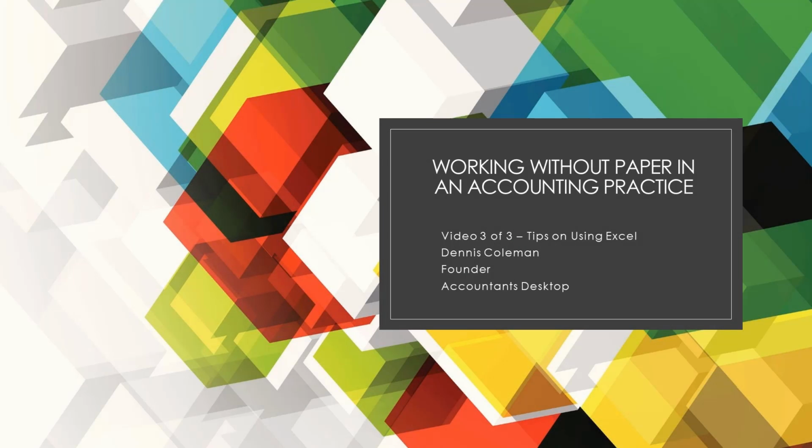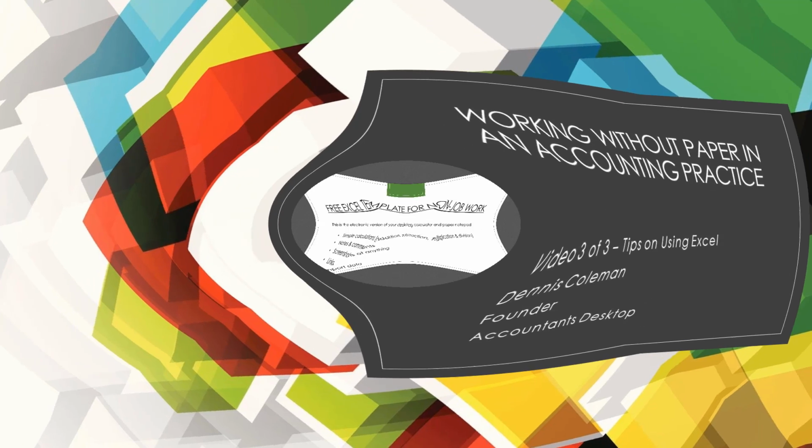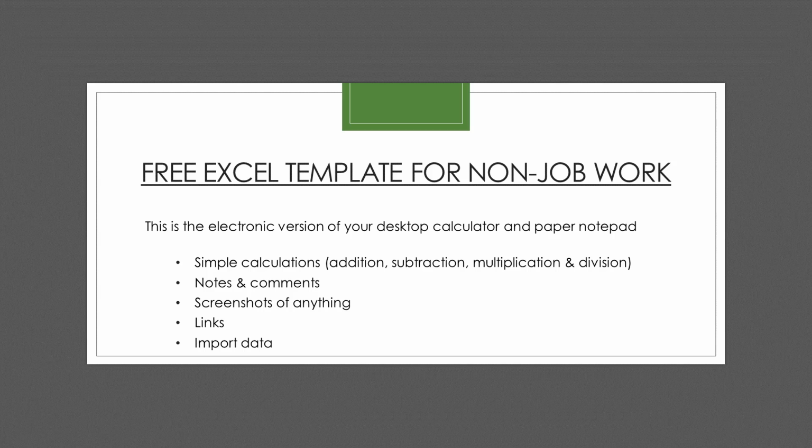This is the third of 3 videos on working without paper in an accounting practice. In the first video, I suggested a plan for processing jobs and a separate plan for other Sundry work. For Sundry work, I suggested using a blank Excel file in place of a physical notepad. To help you with this part of the plan, I have inserted a link below this video to a free download of a blank template set up for this purpose.